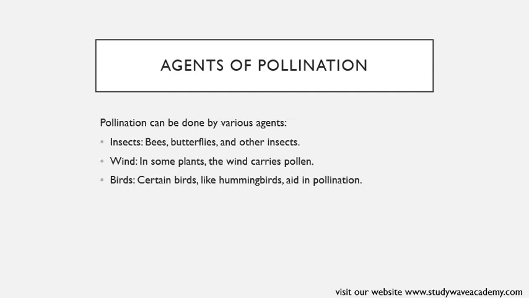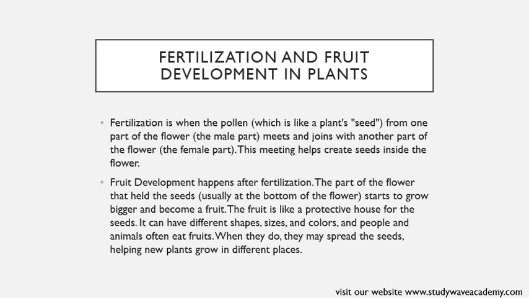Next, we're going to be looking at fertilization and fruit development in plants. Fertilization is when the pollen from one part of the flower meets and joins with another part of the flower. This meeting helps create seeds inside the flower. Okay?